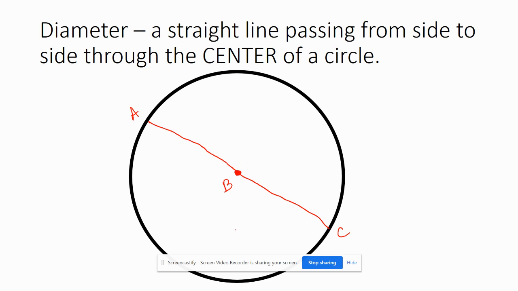That's the main part. Now, let's say we have something like this. This touches both sides of the circle, right? But it does not go through the center. So this is not the diameter. This is actually called a chord. It does not go through the center here, so this is not a diameter.